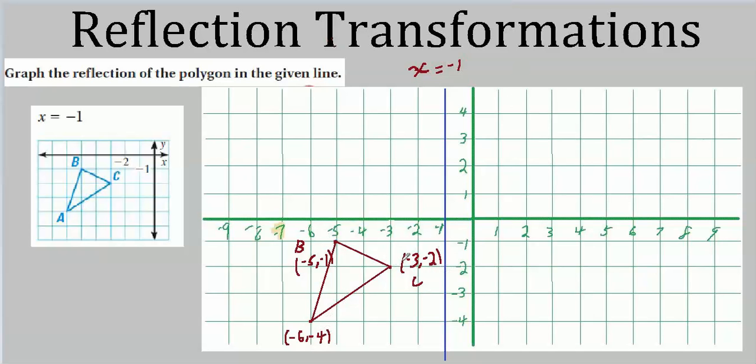Now this is 2 units from this line, right? So all we have to do is go 2 units the other way. What point is that? That's 1, minus 2. And we're not reflecting about the y-axis anymore, it's this one. So we're 2 units to the left, now we have to go 2 units to the right. Same thing here. We're 4 units to the left of this line right here, so we have to go 4 units to the right. That puts us right here.